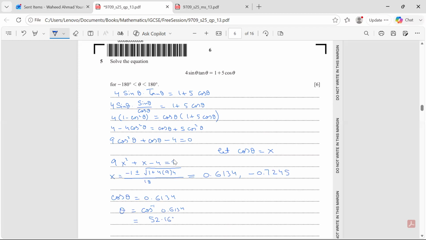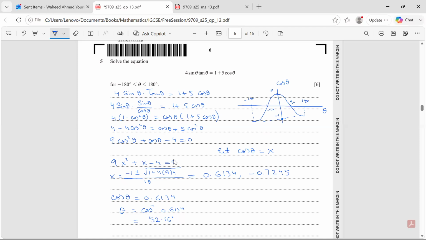The answer by calculator comes out to be 52.16 degrees. But remember we are given that theta is between minus 180 and plus 180. If this is theta and this is cos theta, the graph goes something like this. It starts from 1, goes to 0, and goes to minus 1. This happens at 180 degrees, and this is at 90 degrees. In the same way, it is an even function that goes like this, so it is minus 180 and this is minus 90. Sorry, this point is minus 1 and this one is plus 1.